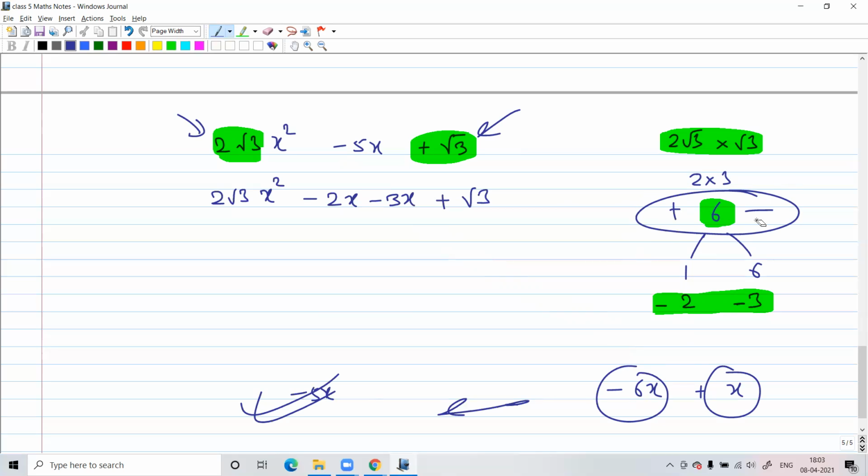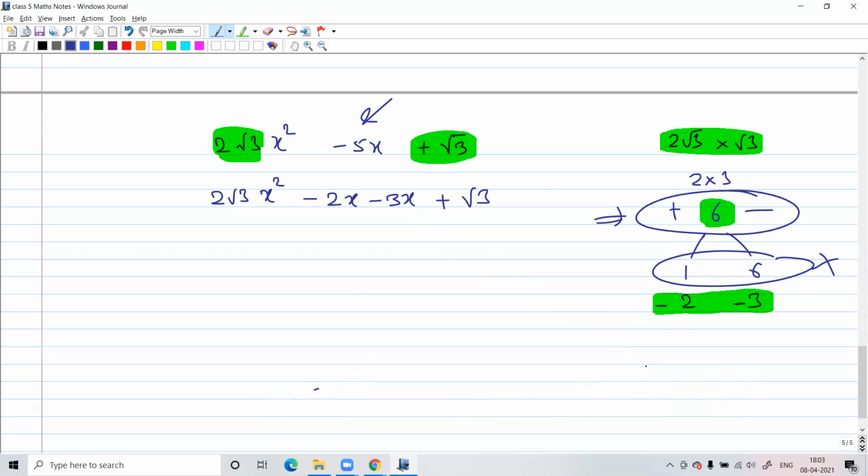Okay, sir. Is that clear to everyone? You need to look at both the signs. Sign of the 6 and sign of the 5 here. Both the things you have to look at. That is why we can't take 1 and 6 over here. This is not feasible. Okay, let's move on. So one step is clear. We split up this minus 5 as minus 2 and minus 3.